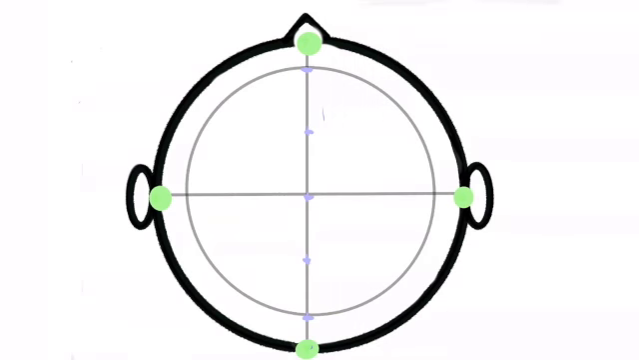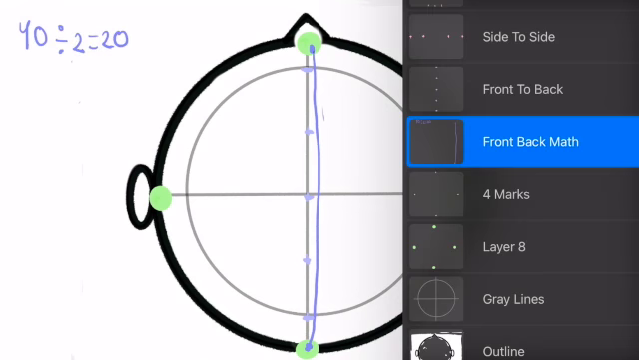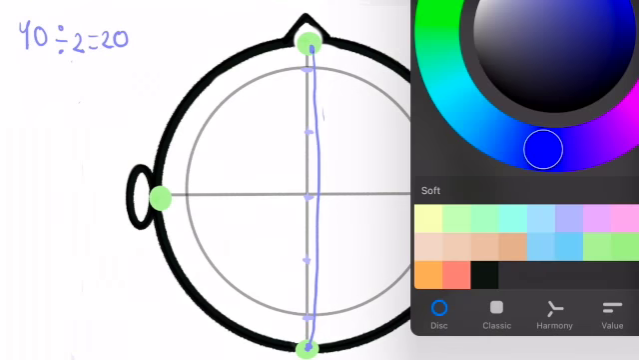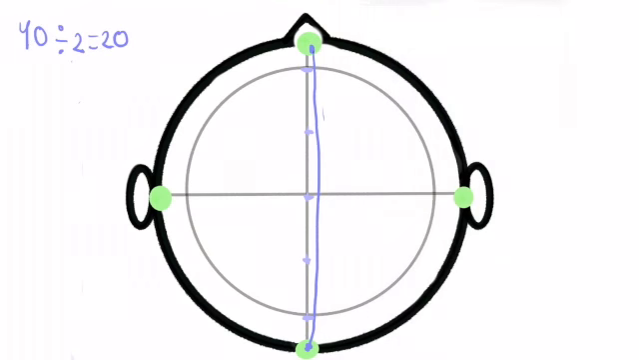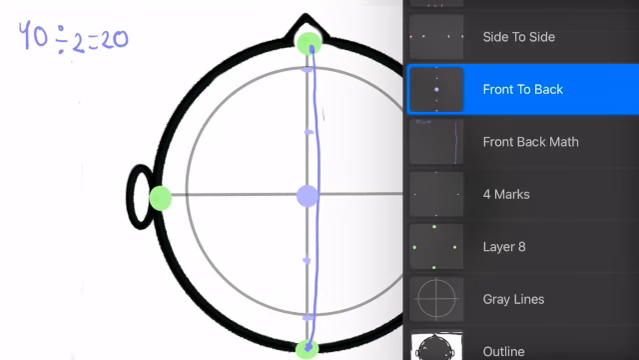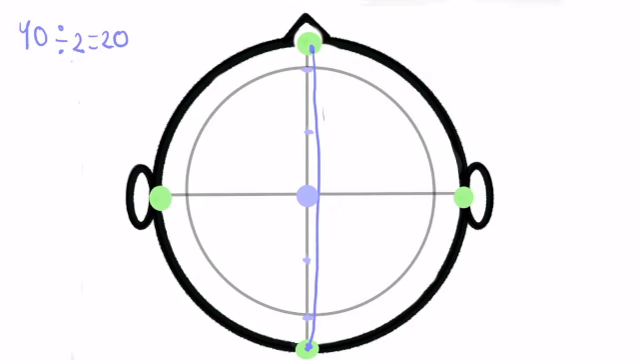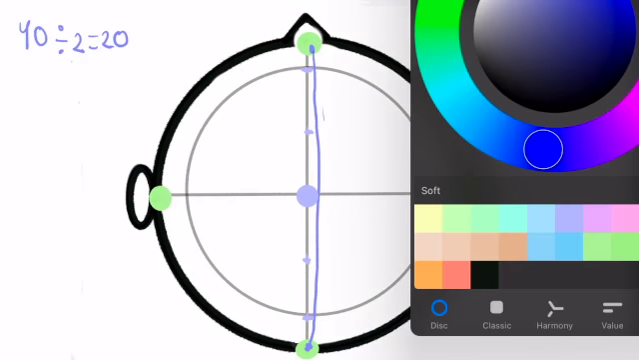Okay, so the first section of measurements is going to be front to back, the center line of measurements. First we're going to find CZ. We're going to measure the whole distance from the nasion to the inion and divide that by 2. So we measured 40 centimeters. Divide by 2 is 20 centimeters. You can see now that I'm marking the center.